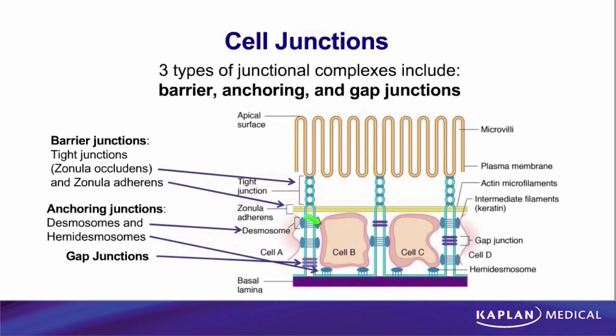And we're going to see that there are going to be intermediate filaments in the cytoplasm that are going to be particularly dense on both sides. So we'll see it on both epithelial cells. So that would make up a desmosome.